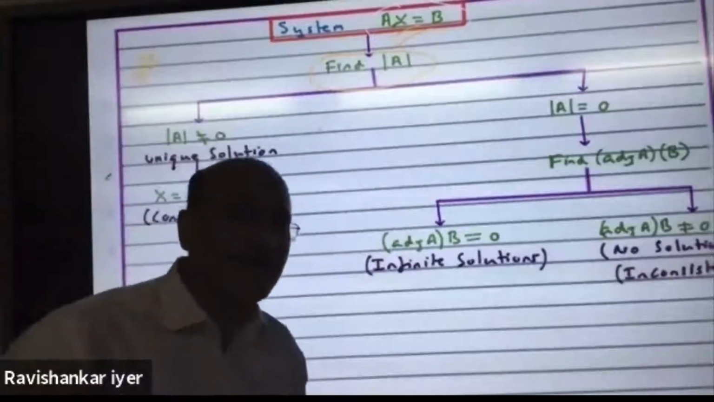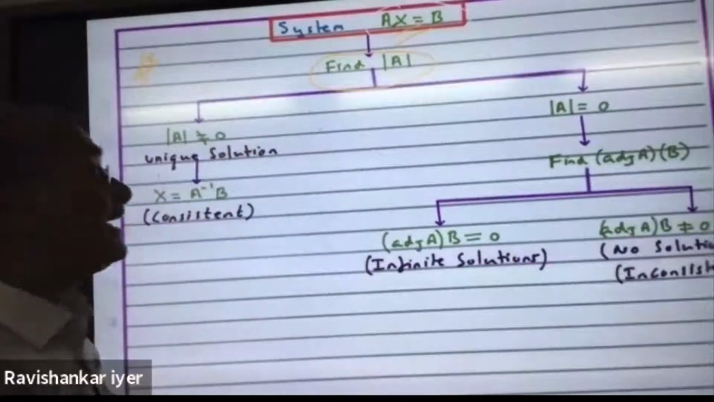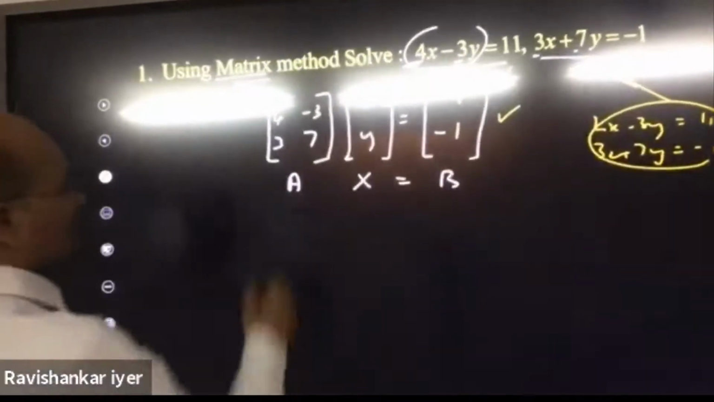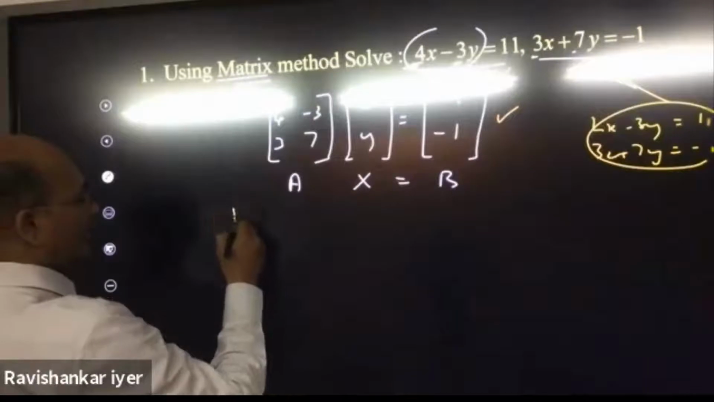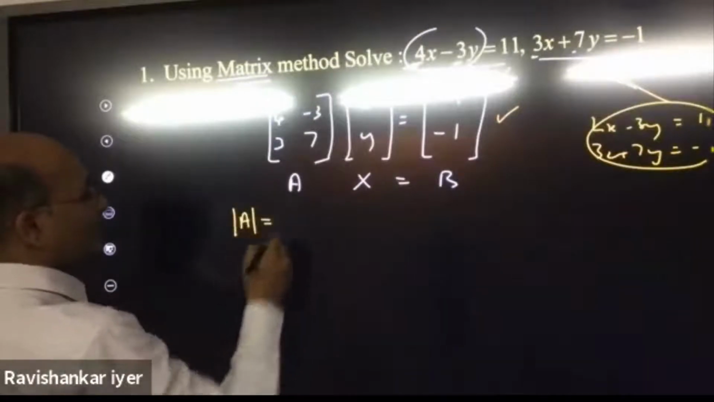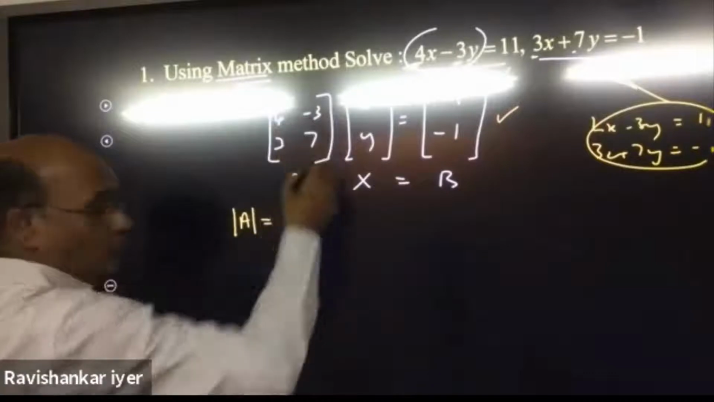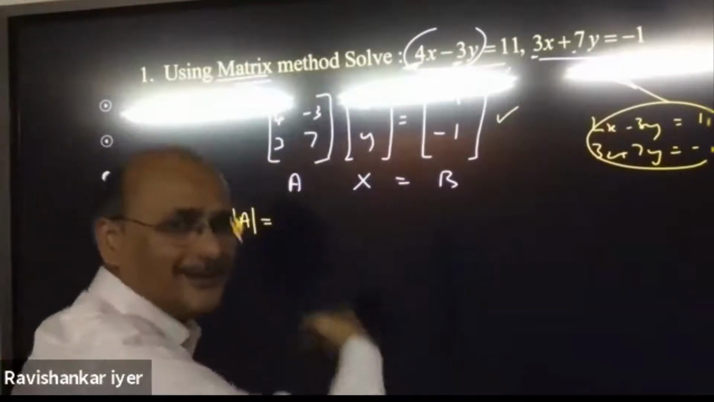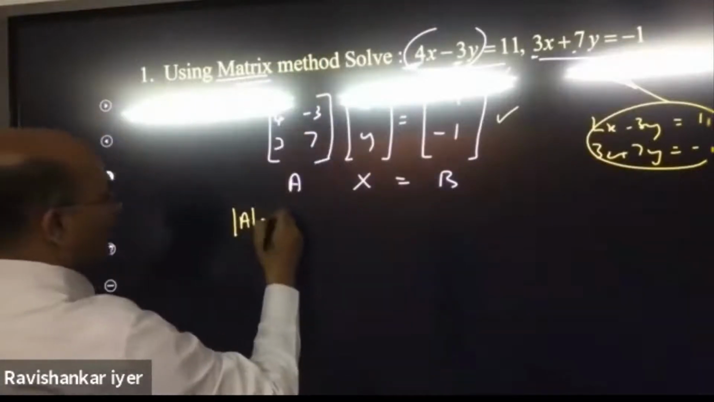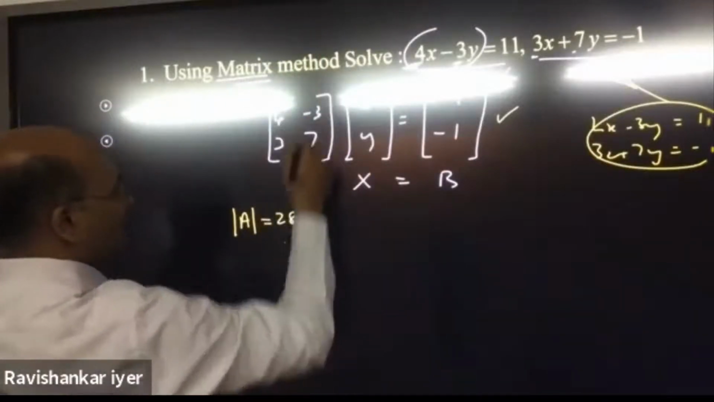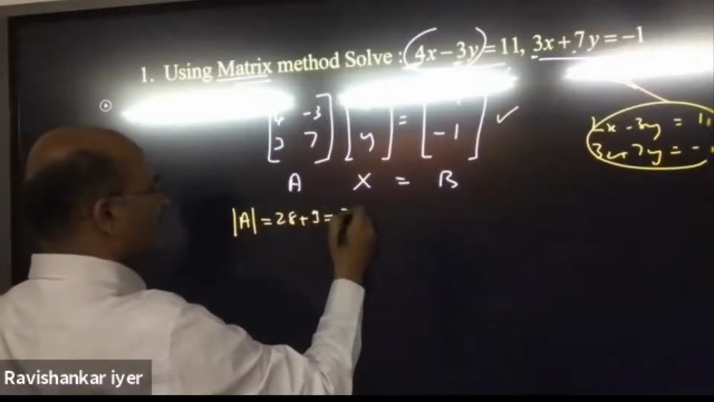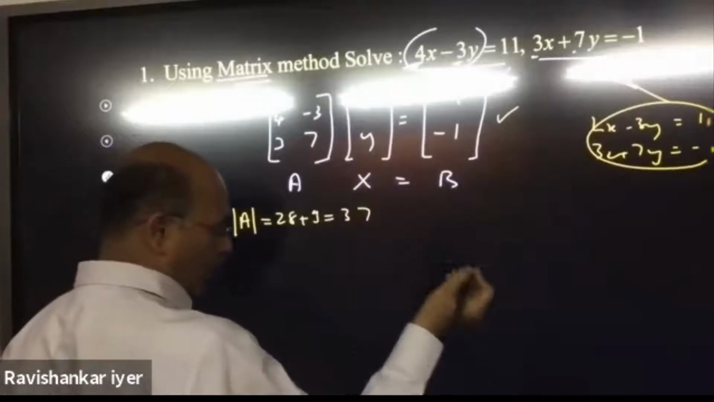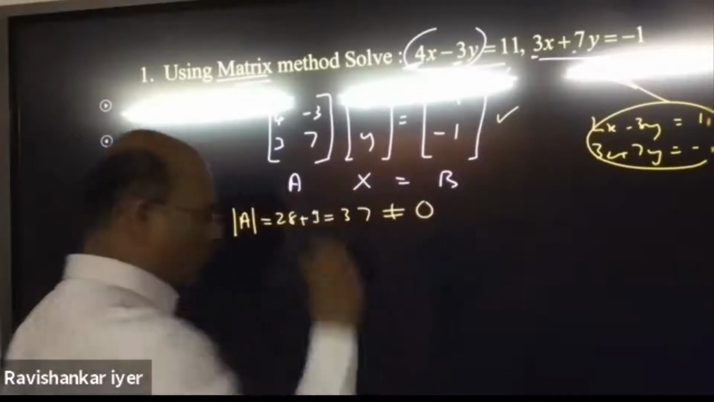What are they telling us to find? Determinant A. Let us see, first let us find determinant A. So determinant A will be AD minus BC. Whatever we studied in the previous part on matrices, all those things are going to be used here. So 7 fours are 28, minus of minus 9 is plus 9, 37. So determinant A is equal to 37, it is not equal to 0.